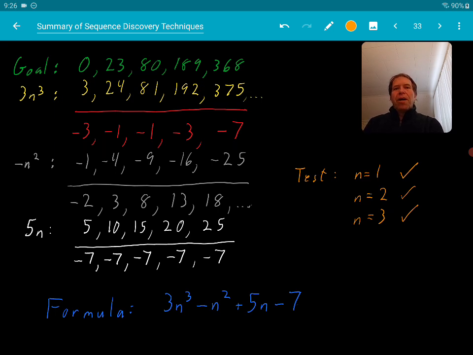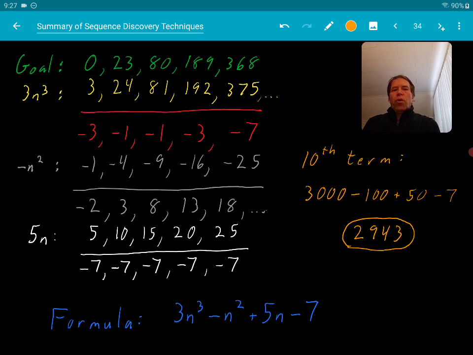And the last thing that remains to be done is finding the 10th term of the green sequence. Now that we have a formula, it's very easy to find the 10th term. We plug in n equals 10, and we get 3,000 minus 100 plus 50 minus 7. And if you work that all out, you get the 10th term of 2,943.